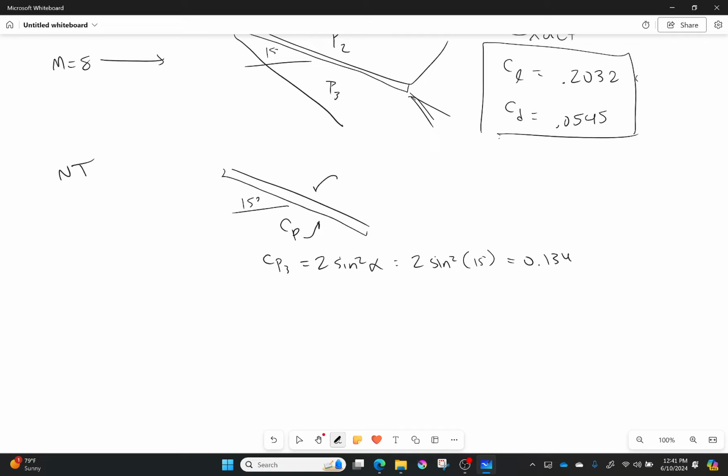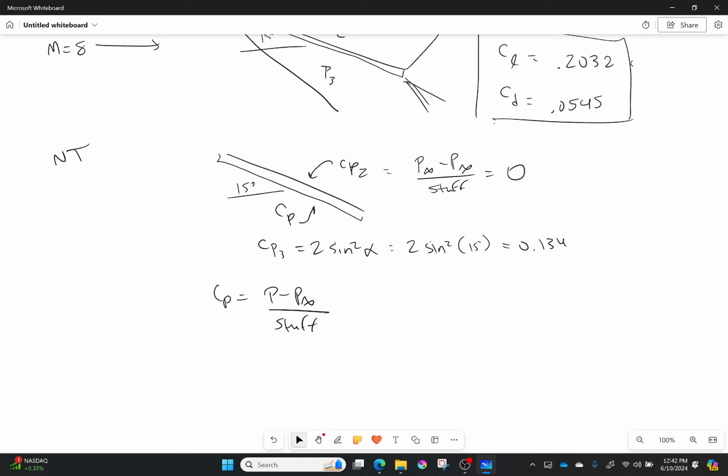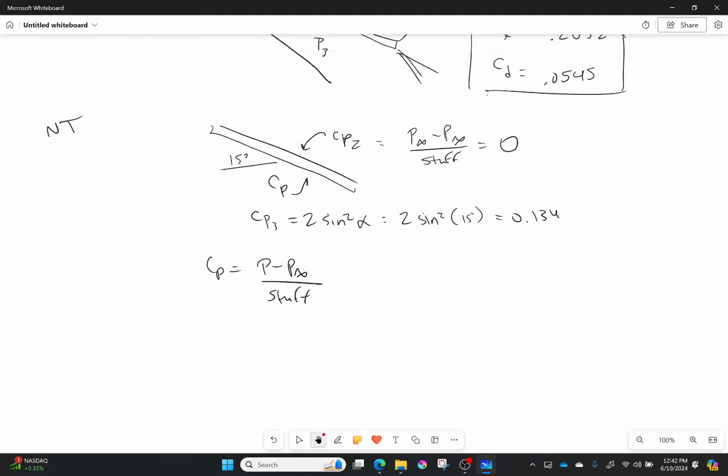Okay, now what's the coefficient of pressure on the top? Well, that's not too hard to find, because remember that our coefficient of pressure equation is equal to P minus P infinity over stuff. And with Newtonian theory, in this section, this will be equal to P infinity minus P infinity over stuff, which is 0 divided by stuff, and 0 divided by stuff is simply equal to 0. So I have 0 on the top, I have 0.134 on the bottom.